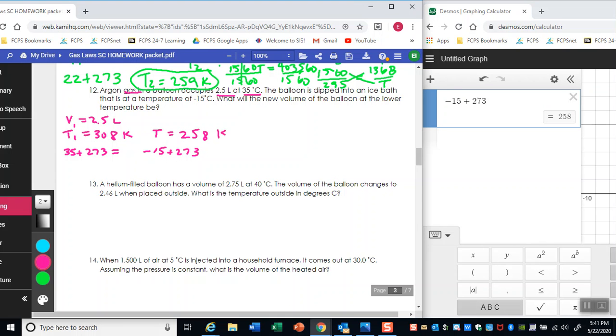Okay, kelvins. And then it says, what would the new volume be? So what is the new volume? All right, so I've got volume and temperature. They're directly related, right? Charles's law. And so my temperature went down because I put it in ice, and so my volume is going to go down, right? It's going to get smaller.